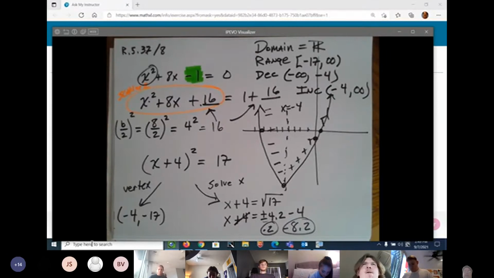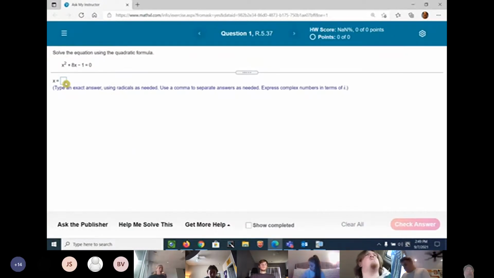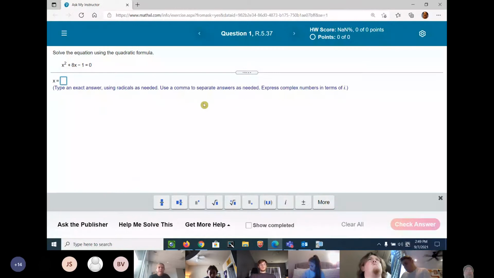Okay. Let's go to the next one because I know it's probably another completing the square. Let's see what they ask. They just want to know the x-intercepts because that's what the solution is, x-intercepts. So that's going to be left to right, -8.2. They probably want it as radicals. Yeah, they do. They want it as radicals. So that's going to be, hold on, square root of 17.